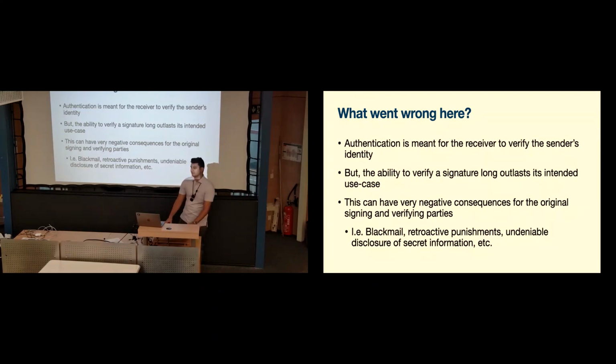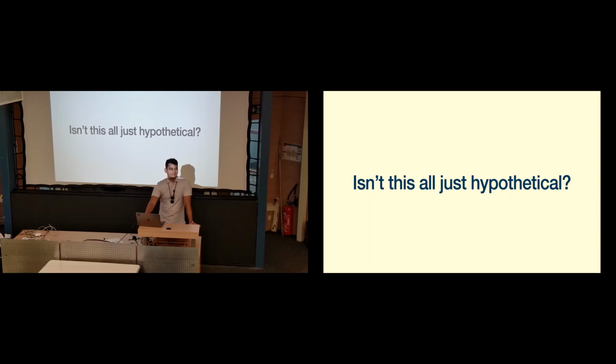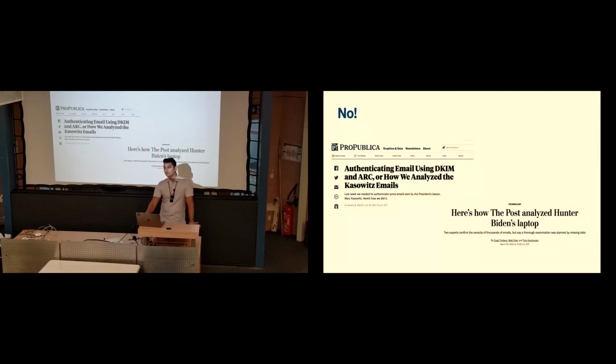And as you saw in the example, this can have many negative consequences, including blackmail, retroactive punishment, and many such things, right? And this is a clear invasion of privacy. This is a communication between two individuals. If the second individual takes this to a third party for any purpose, this should not be the case, right? And is this a hypothetical example? Not at all. Email-based authentication has been used to attribute leaked emails and laptop-based information that journalists get to the original sender, right? And this has caused a lot of political controversies, among other things.